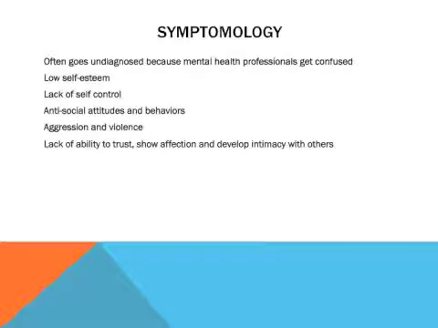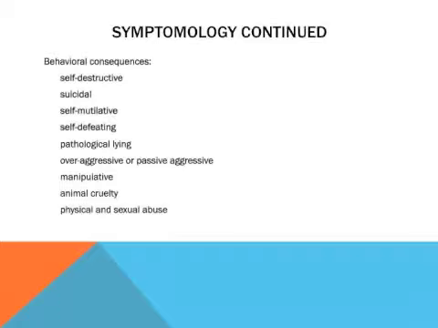All right, so I'm going to go over the symptoms of RAD right now. So it often goes undiagnosed because mental health professionals get confused about what exactly is going on. Like I said before, they're often diagnosed with mental retardation or ADHD. These children with RAD have low self-esteem and a lack of self-control, and they also exhibit antisocial attitudes and behaviors, and they are prone to aggression and violence.